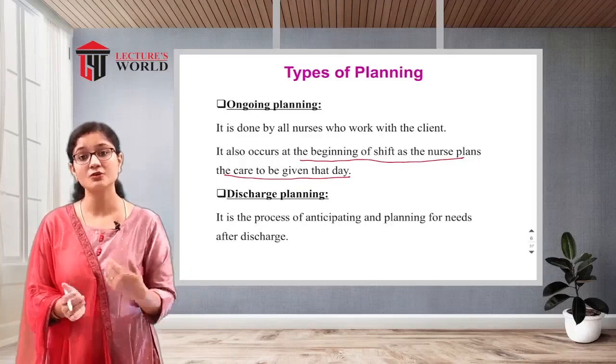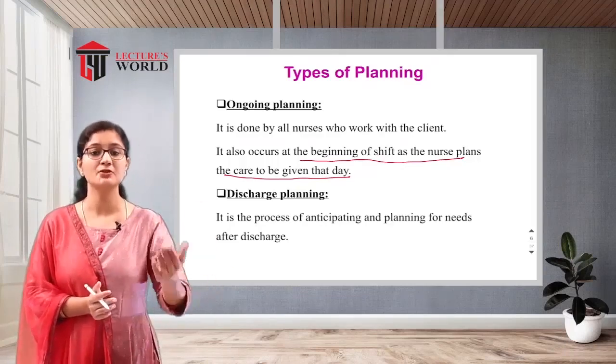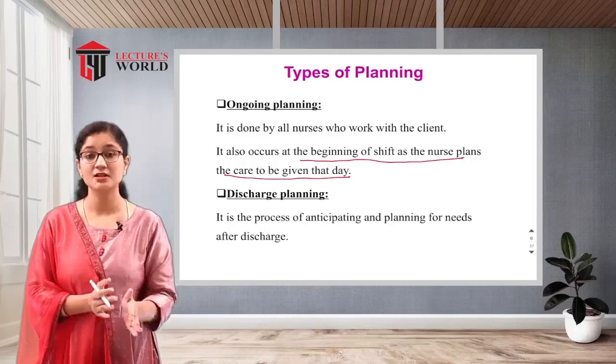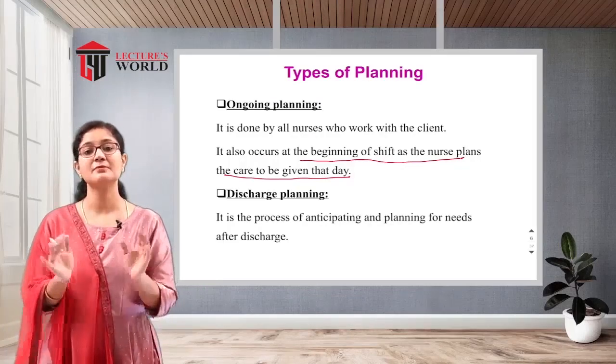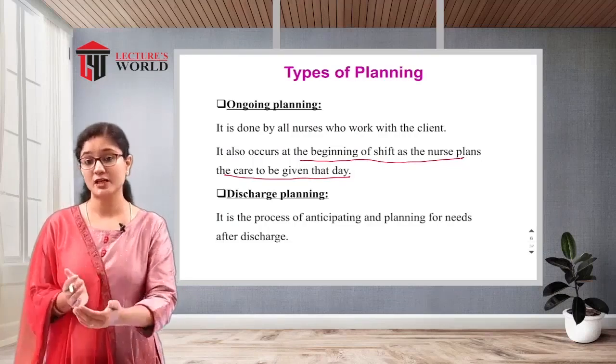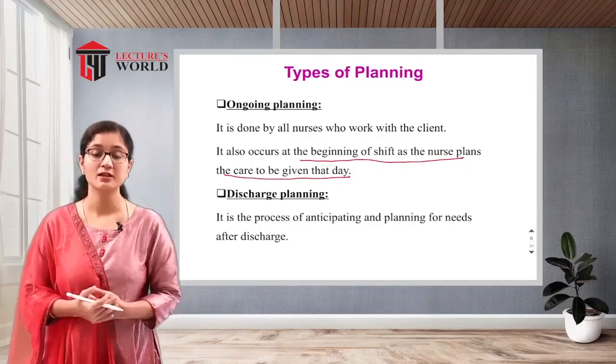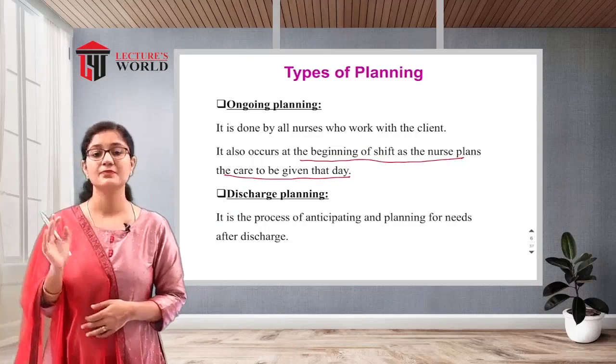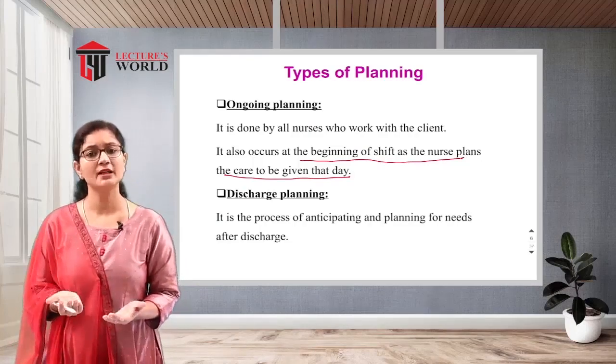That's called ongoing. Initial means just the patient is admitted and then you are planning out the care. Ongoing means the patient is already admitted and one day is over and you are caring and you're taking over from different staff nurses. That is also called ongoing planning. And the last one is very easy. Discharge. The patient is going to get discharged.